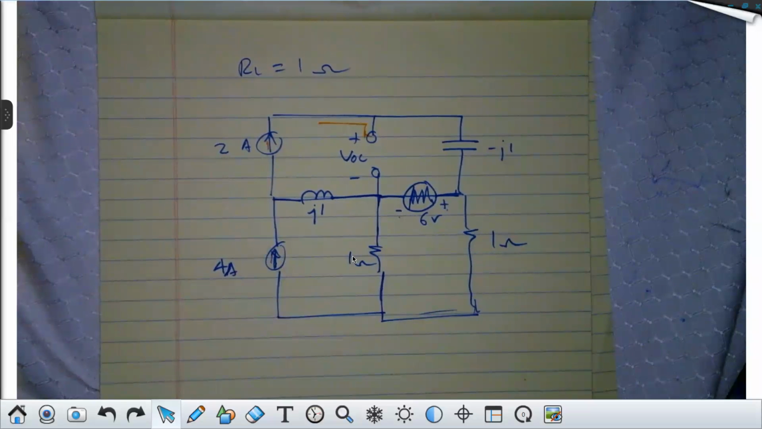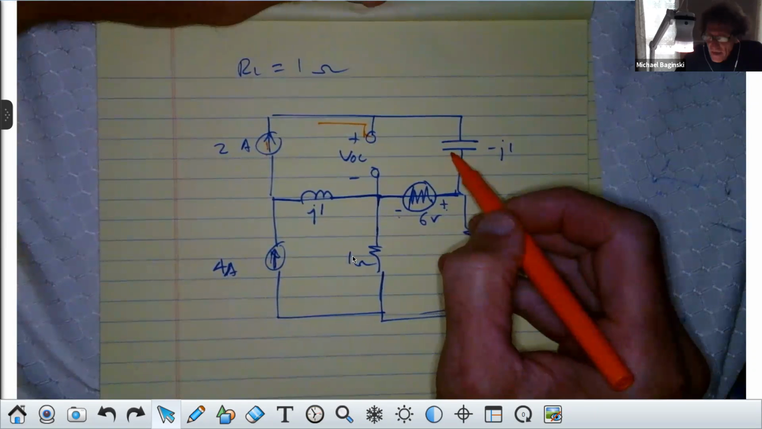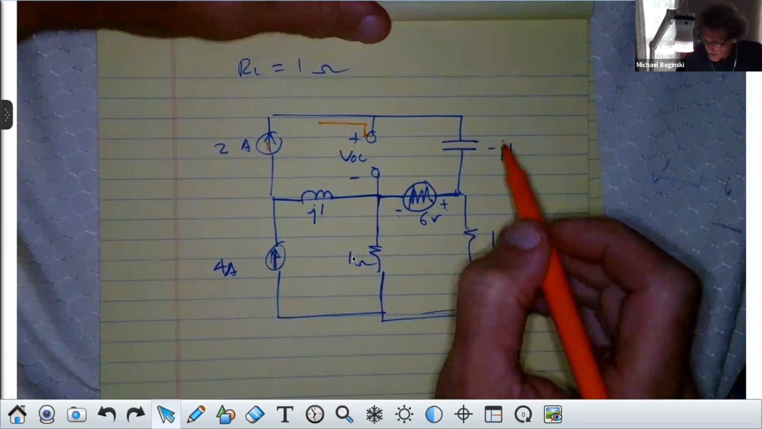None of it. None. It's 0 current flows there, right? It flows here, right? Now here's the thing that's probably causing you some angst, and I'm going to try to be clear about.